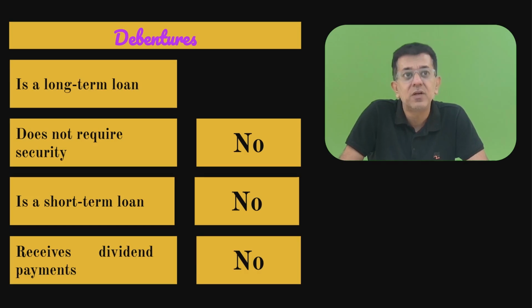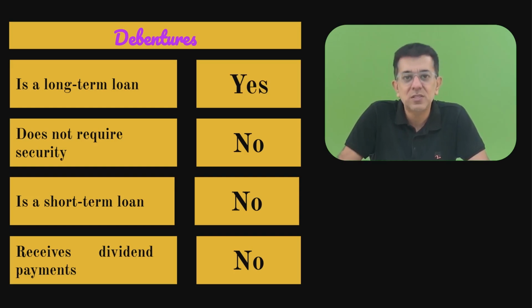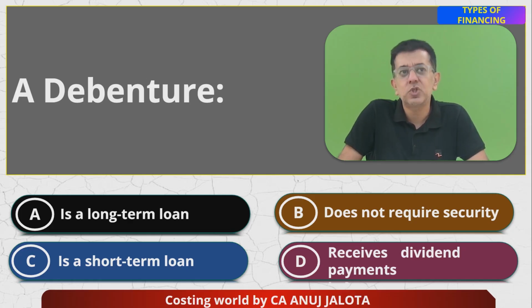Okay, so what is left? First option is long term. Obviously, debentures are long-term funds. So this answer is correct. Coming back to your question, a debenture is, out of the 4 options, no guesses for that, the answer should be A over here. It is a long-term loan.